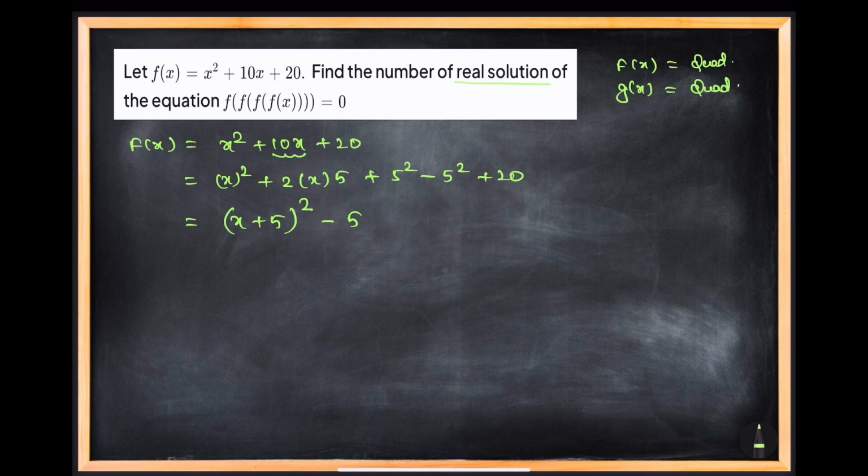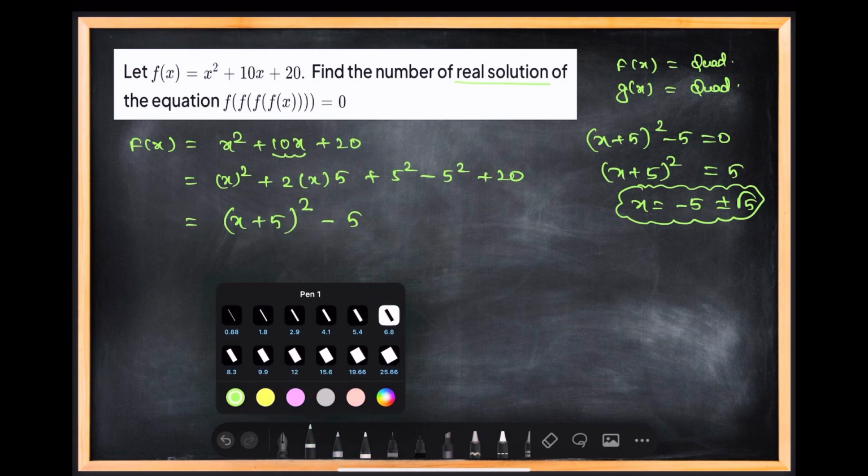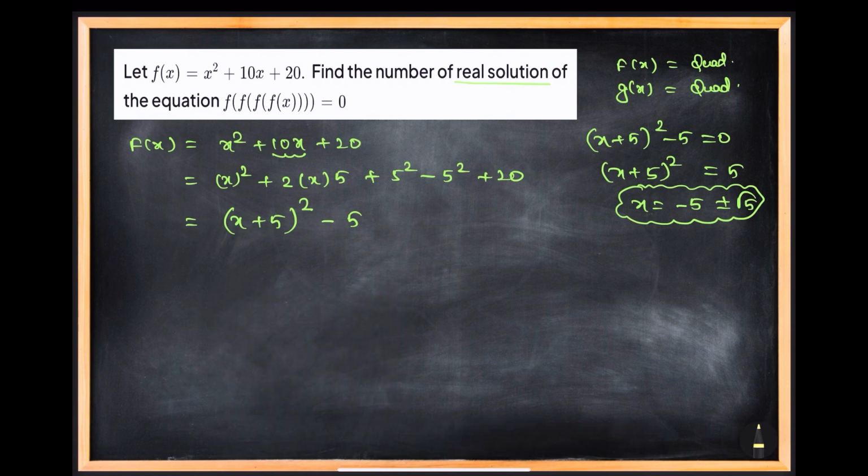Now let's find the roots of this equation. So x plus 5 whole square minus 5 equals 0. So x plus 5 whole square equals 5. Now plus minus root 5. So x will be equal to what? Minus 5 plus minus root 5. So this is the root of the given quadratic equation. Why I wrote this f of x in this form only, you will understand later. So have patience and just stay connected.